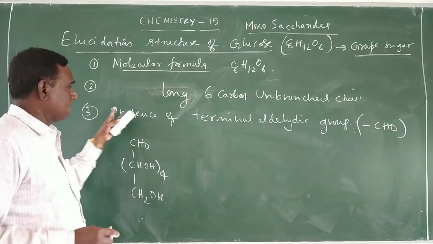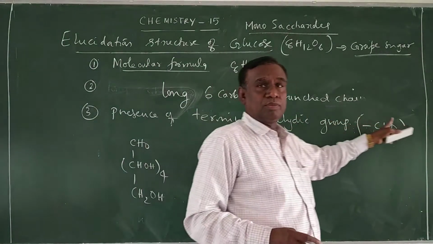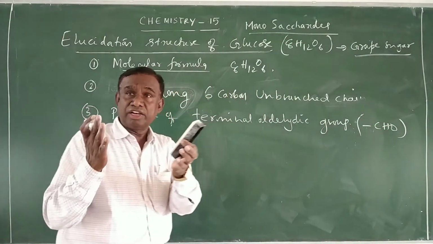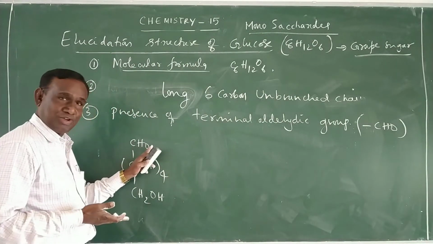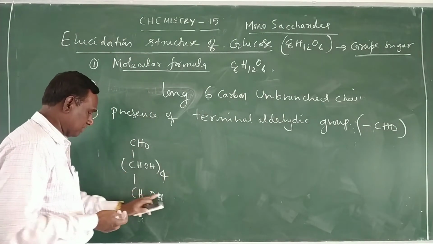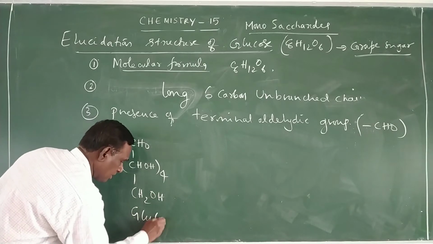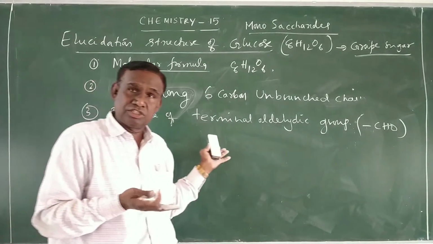Therefore, you see the presence of a terminal aldehyde group. That means the aldehyde group is present at the last end of the glucose molecule. You see CHO here, CHOH four times, CH2OH. So this is glucose. How do you show that this CHO is present?